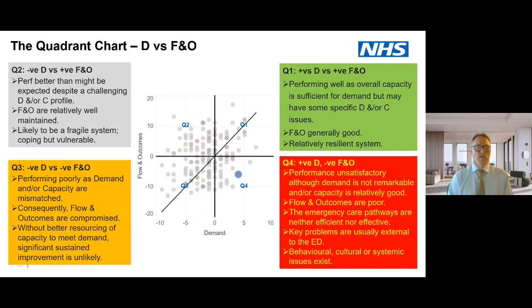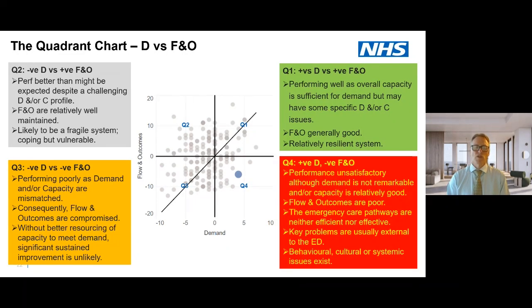This is the quadrant chart, and it was one of the 4 charts that Adrian described earlier. And what we can see here is you've got demand on the x-axis and flow and outcomes on the y-axis. And as I say, it takes the net scores from the different domains to calculate what those are. But it means something being in each quadrant. So if you're in quadrant 1, you can see that you are above the line in the middle. So you're in a positive position for flow and outcomes, and you're to the right of the central line, which means that you're in a positive position for demand.